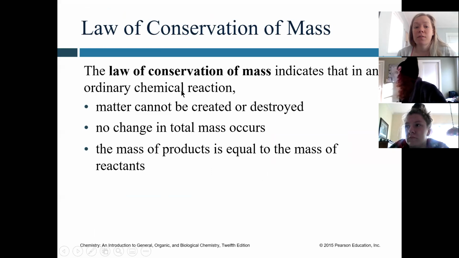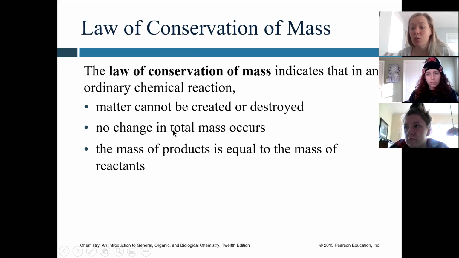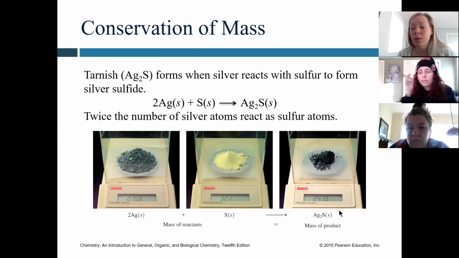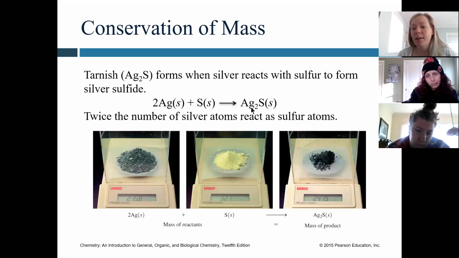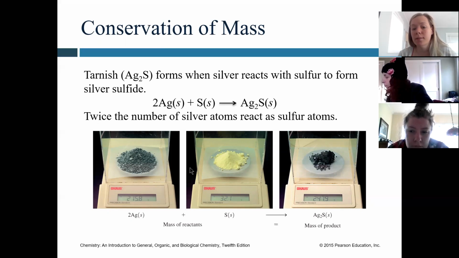So the law of conservation of mass indicates that in an ordinary chemical reaction, matter isn't created or destroyed. There shouldn't be a change in the total mass, and the mass of your products equals the mass of your reactants. So let's look at a different equation here. We've got silver plus sulfur, and then it reacts to form silver sulfide. Silver, we've got a 2 in the front, and then the final is Ag2S.